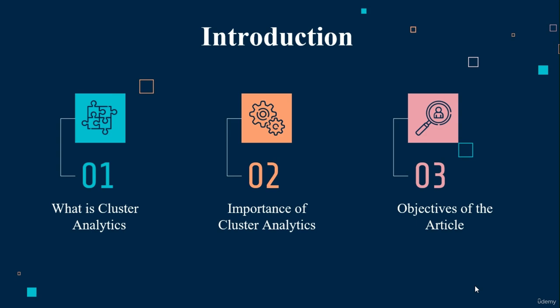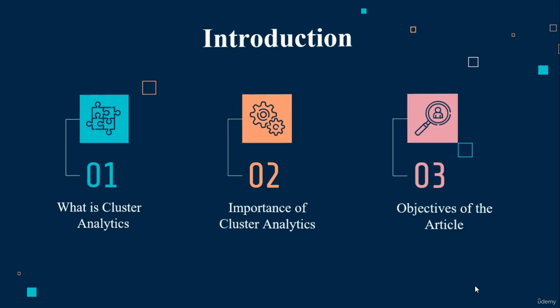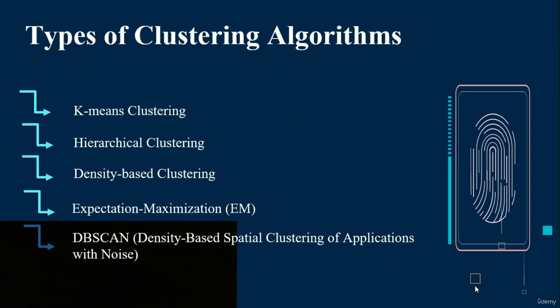So we're going to discuss different types of clustering algorithms. First one we have k-means clustering. K-means is one of the most popular and widely used clustering algorithms. It partitions data into a predetermined number of clusters based on minimizing the sum of squared distances between data points and their cluster centroids.